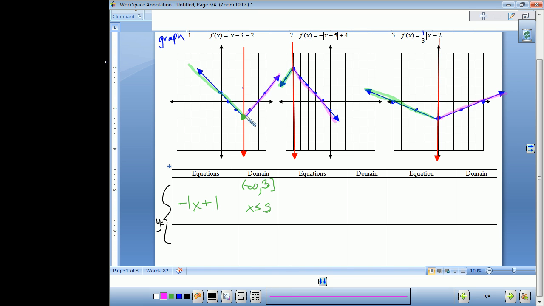Alright, so let's do the pink one. Up 1, right 1. Up 1, right 1. Up 1, right 1. The slope is positive 1. Now when the slope is positive 1, you don't really have to write positive 1. We don't have to write anything. It's 1. Now, currently, I cannot see the y-intercept.